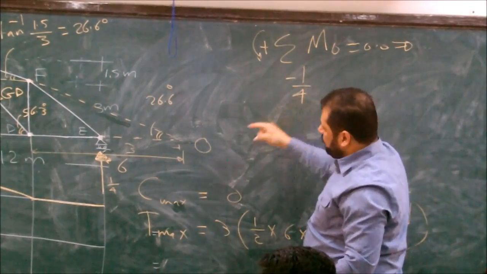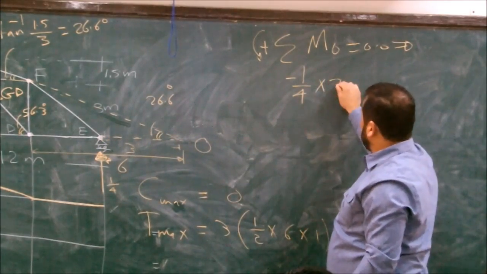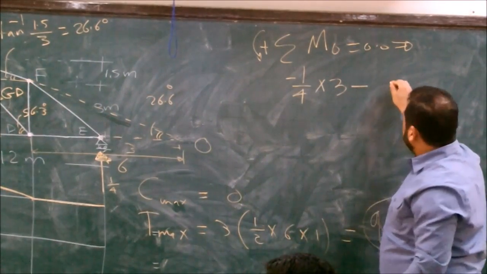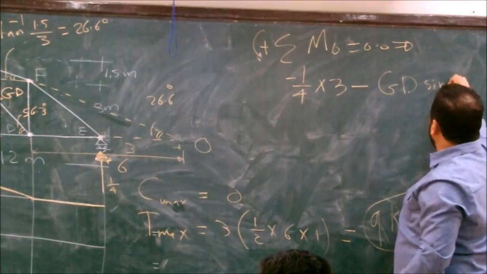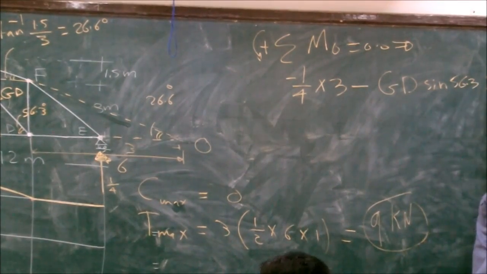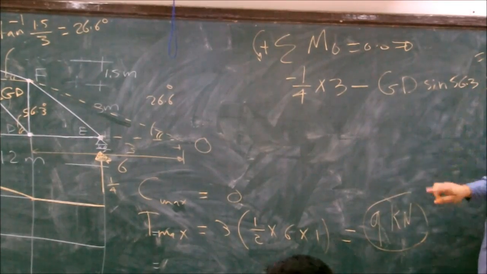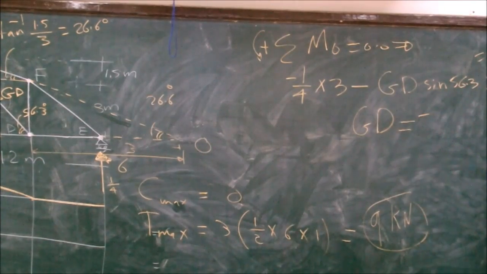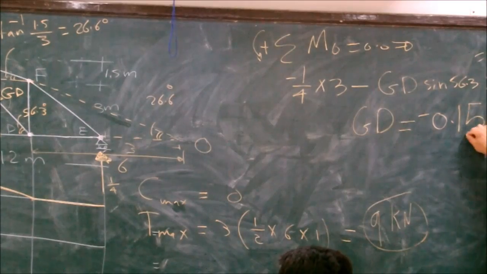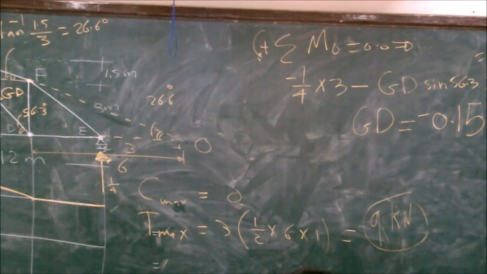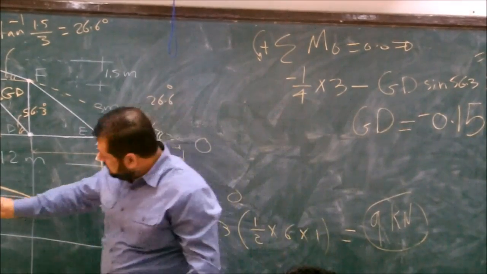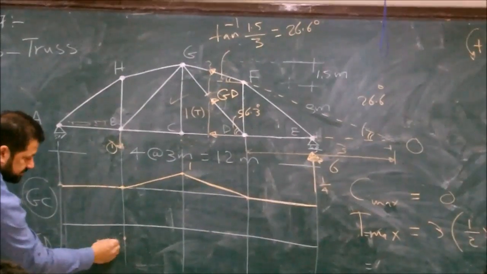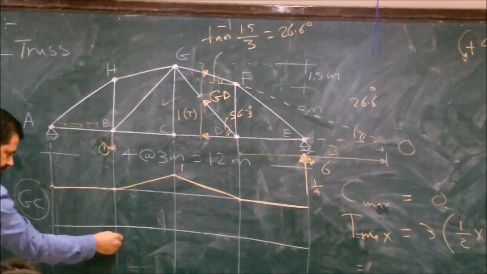Minus 1 quarter times 3. Now this force, the sign of the angle is also clockwise. So minus GD sine 56.3 times 6 equals 0. You do this, you get GD equal minus what? Minus 0.15. It's minus. See, Mahmoud? Minus 0.15. Connect straight line.